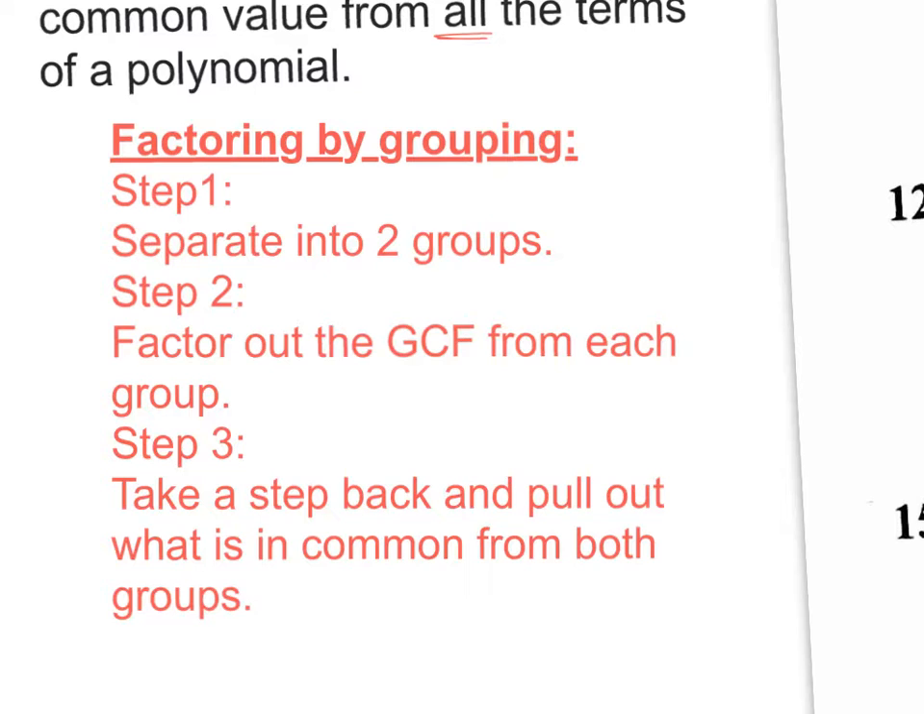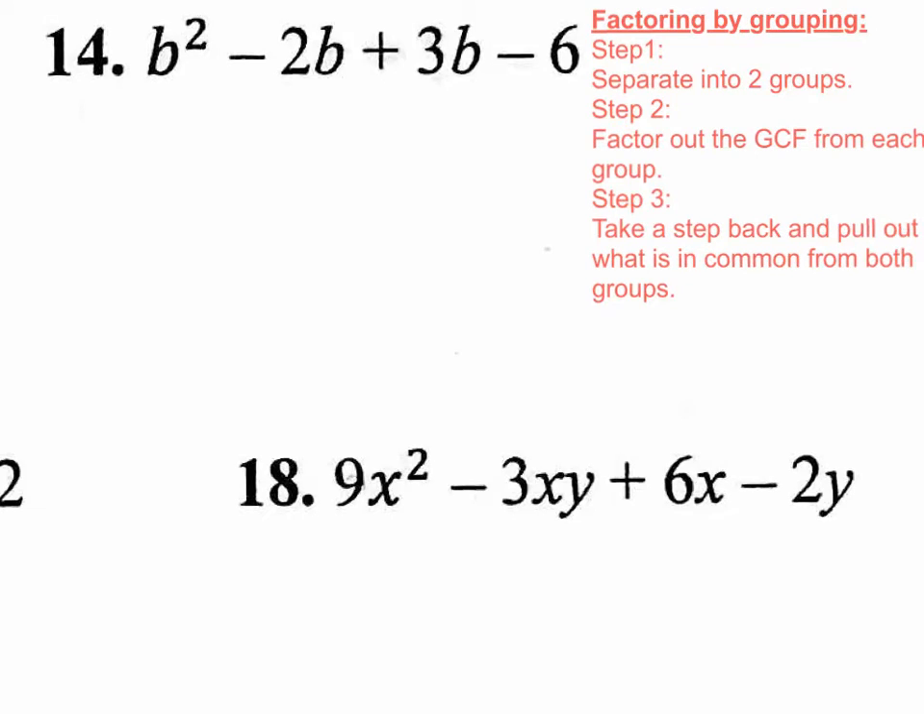Okay, so we realize that there's 4 terms, and what we're going to do is separate into 2 groups. Let me see if I could move these notes onto the paper itself. Okay, so step 1 is to separate into 2 groups, and that's what I'm going to do. I'm going to write b squared minus 2b, and then I'm going to leave a space, and I'm going to put plus 3b minus 6 over here. I'm separating it into 2 groups.